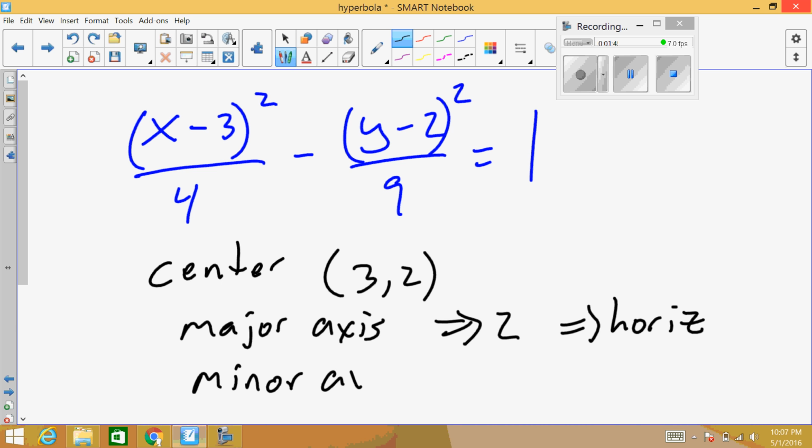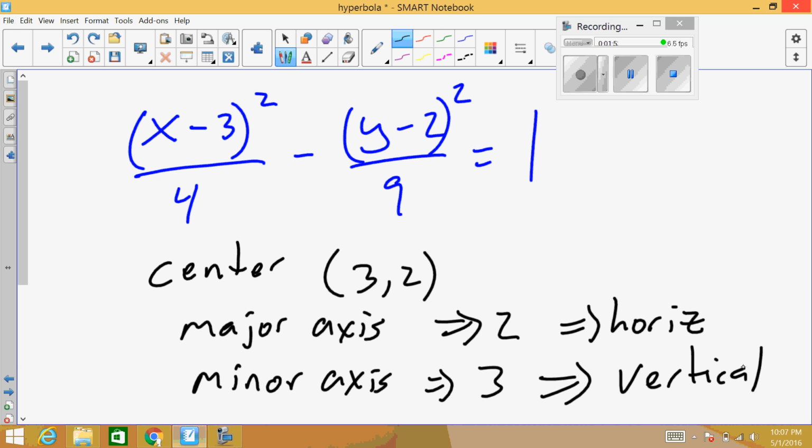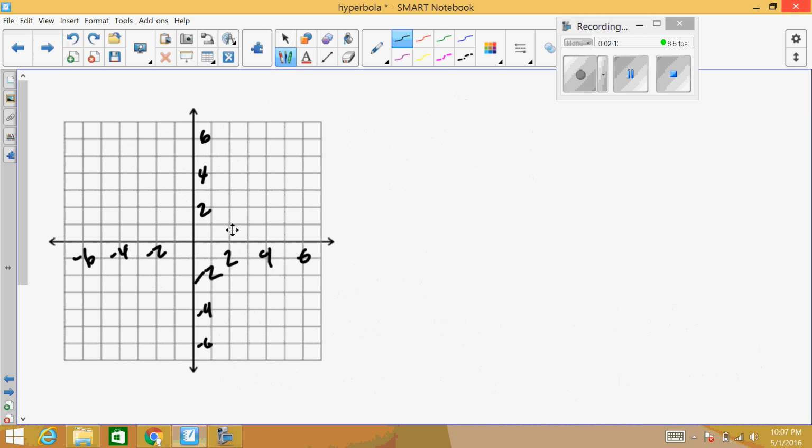Our minor axis, in this case, is going to be 3 units long, and it's going to be vertical because it's underneath of our y's. Now, major, minor, I'm going to name them that same way, but truly we only have one axis when we talk about a hyperbola, and I'll show you what I mean once we actually go to graph this. So let's see what happens here.